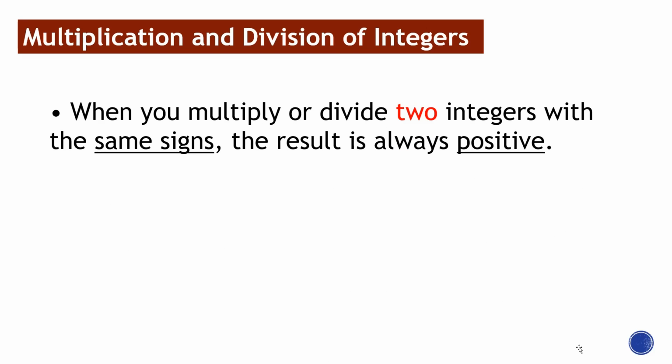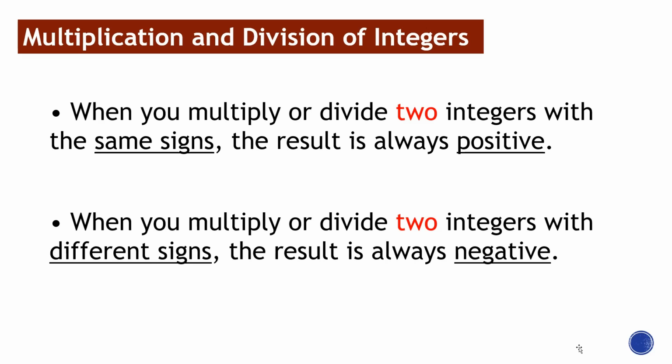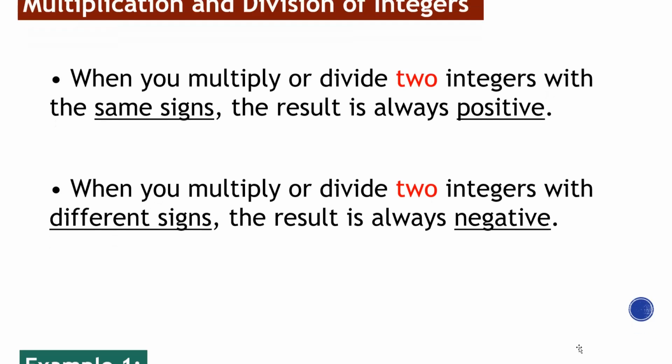The first is when you multiply or divide two integers with the same signs, the result is always positive. And then the second one is when you multiply or divide two integers with different signs, the result is always negative. So let me give you examples.